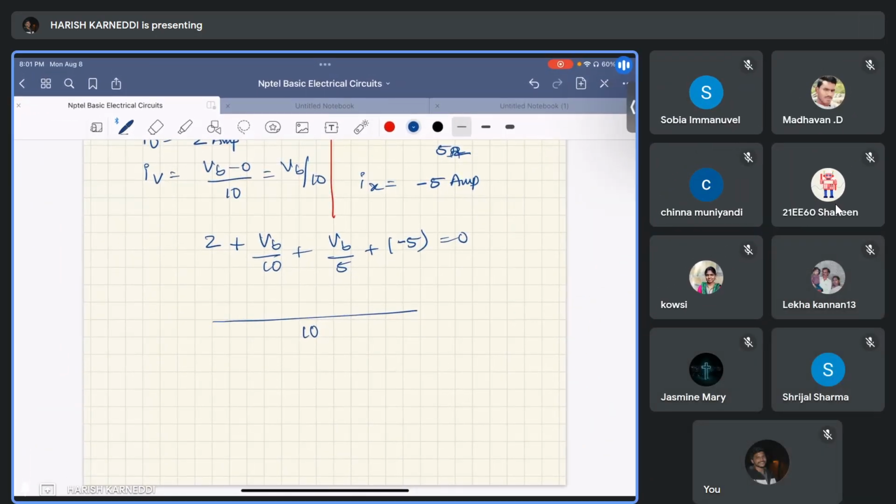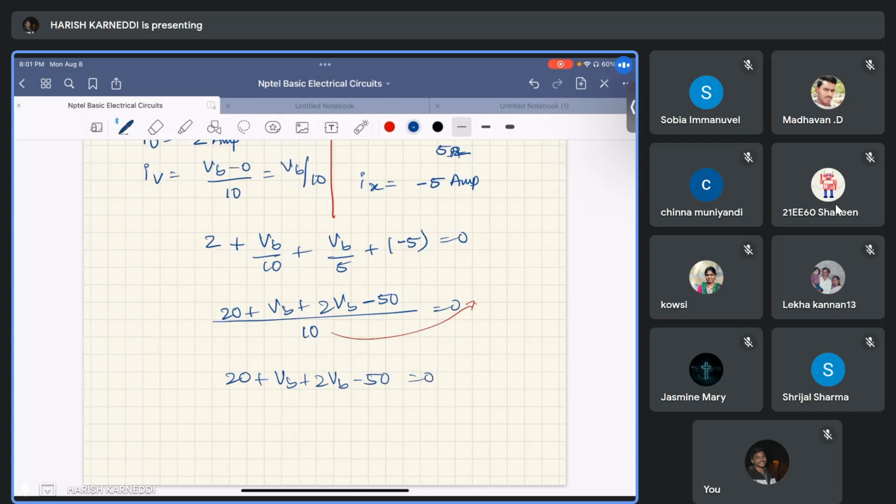The LCM is 10, right? So it is 2 into 10, it is 20, plus VB, plus here the 2, it is 2 VB, here it is minus 50 equal to 0. So we can send the 10 towards that side. So it is 20 plus VB plus 2 VB minus 50 equal to 0.